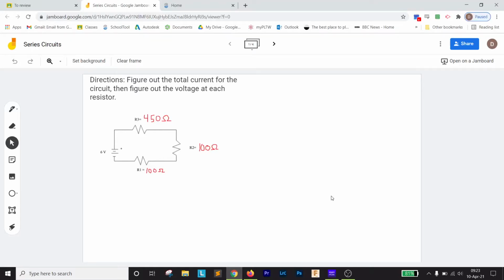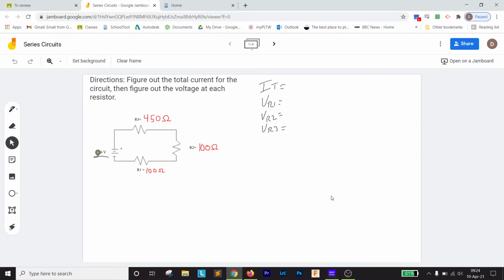All right, so we are going to be figuring out a couple things here. We need to figure out the total current, the I total, put up here. And we need to figure out voltage at R1, voltage at R2, and voltage at R3. So these are the answers I need for this. Now, some things are given, like the voltage is 6 volts.